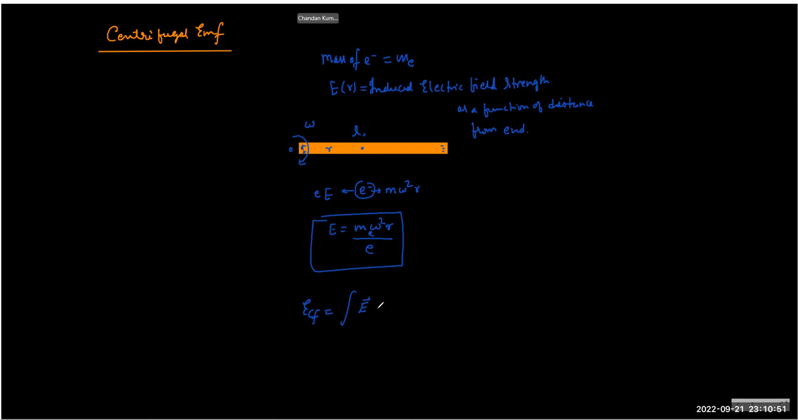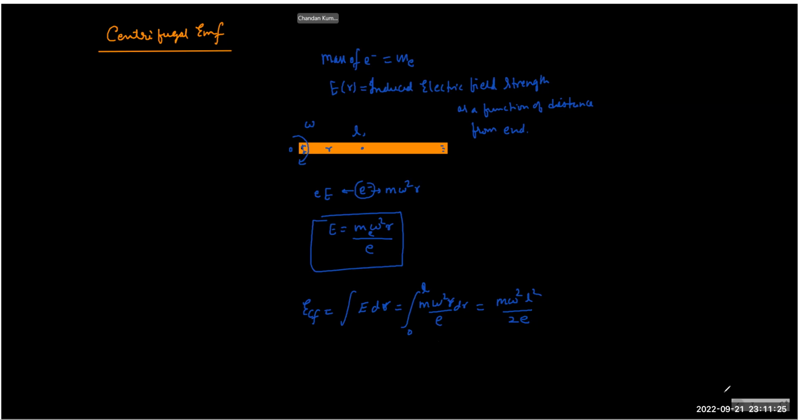you can write E dot dl, write the value E dr, correct. Yes. So this is the value.